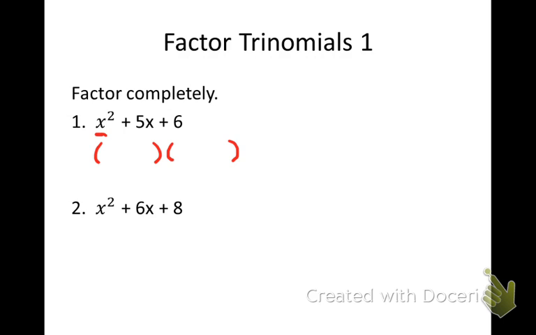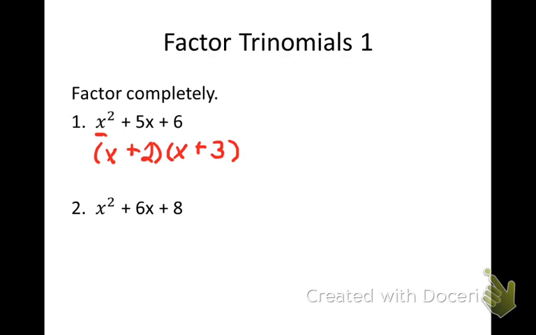So remember, we're really doing FOIL in reverse, so the first term comes from multiplying the first terms together. To get x squared, you'd have to multiply x and x. Well, to get 6, there's a couple of things you need to look at. You can multiply 1 and 6 or 2 and 3. But remember, we get a middle term by adding these two together. So 1 and 6 does not add to 5, but 2 and 3 do. Here, everything is positive, so it's just going to be a plus.